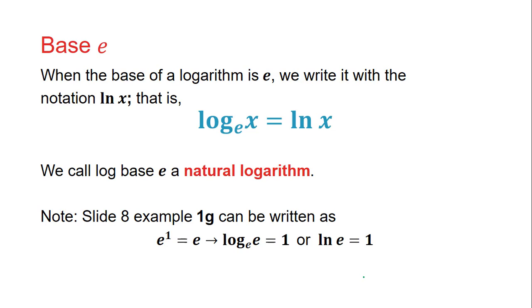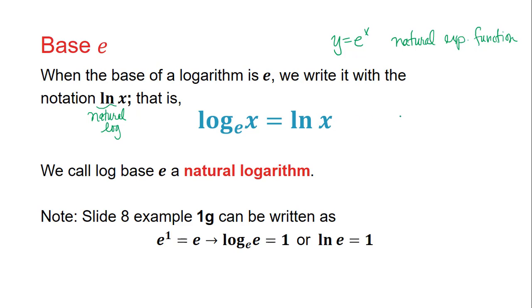And one other thing about this is we talk about the base e, which we saw just a moment ago in that table. When the base of a logarithm is e, remember that we called e the natural exponential function, like y equals e to the x was a natural exponential function. Well, we can actually write it in a special way. When the base of a logarithm is e, we write it with the notation ln of x. So ln is read the natural log of x. That is, log to the base e of x is equivalent to ln of x.